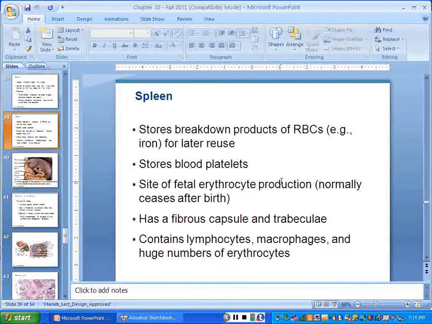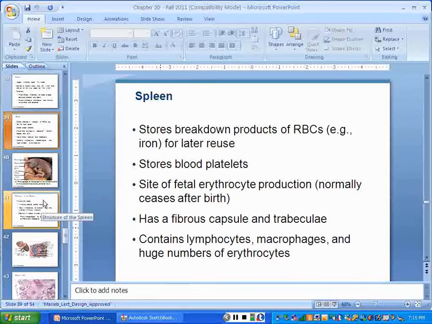Platelets can be stored in the spleen. In a little bitty growing, developing baby that we might call a fetus, red blood cells are formed in the spleen. That doesn't happen after we are born, but before birth it does. And the spleen can also function as a blood reservoir. It can store blood.